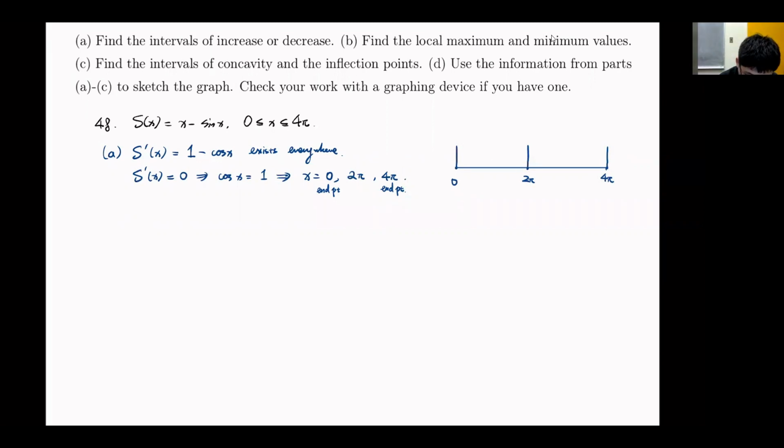Okay, so notice that cosine of x is always bounded above by 1. So as a result, 1 minus cosine of x is always greater than or equal to 0. And it takes 0 only at these 3 points. And for all the other points, for example, over here and over here, 1 minus cosine x will be strictly greater than 0. So that's why we know that the function will be increasing in these two intervals. Okay, so this is the answer to part A.